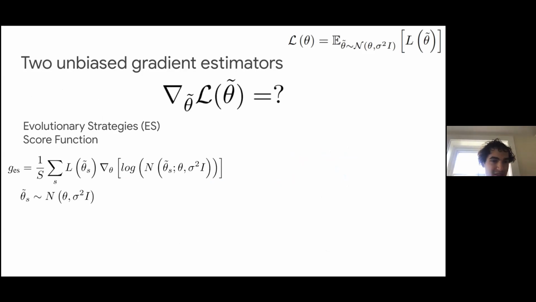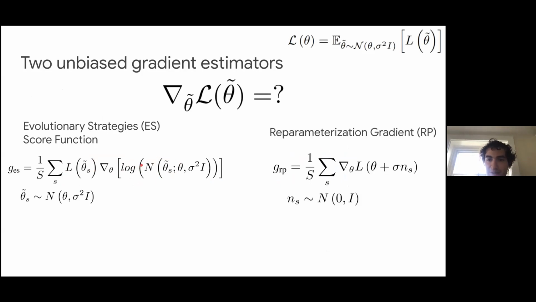This is based on the score function trick, or the log derivative trick, where you basically don't take derivatives with respect to the loss. So in that case, it's black box, but you do take derivatives with respect to this normal distribution. The second type of gradient estimator is a reparameterization gradient, where you do take derivatives through this loss surface, and you do that by splitting out the noise. So now you have the original parameters plus some noise contribution.